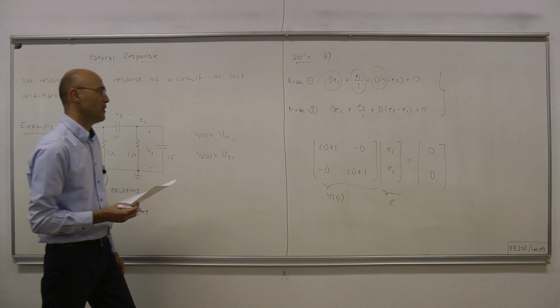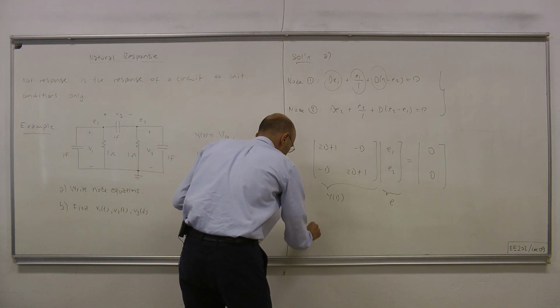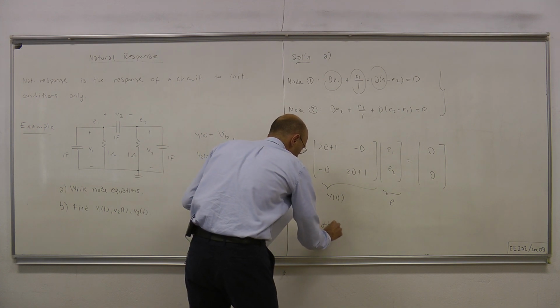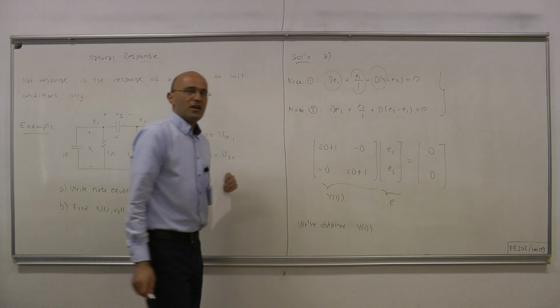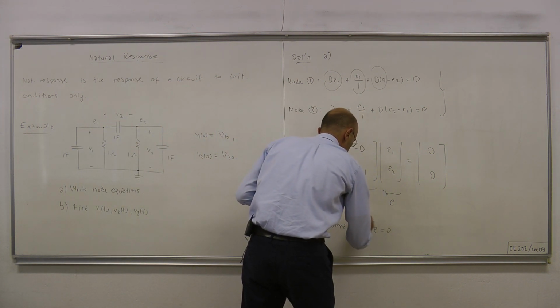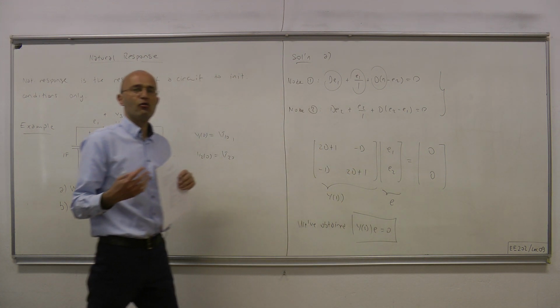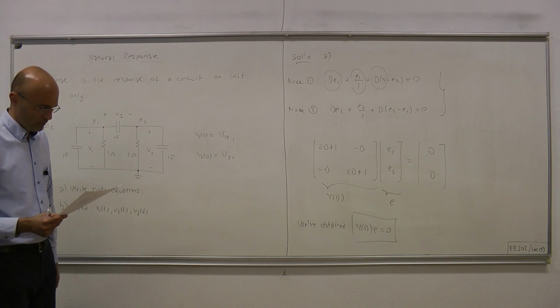Okay, so what we've obtained, therefore, is the node admittance matrix multiplying the node voltage vector equals 0. And that completes our formulation of this simple dynamic circuit.